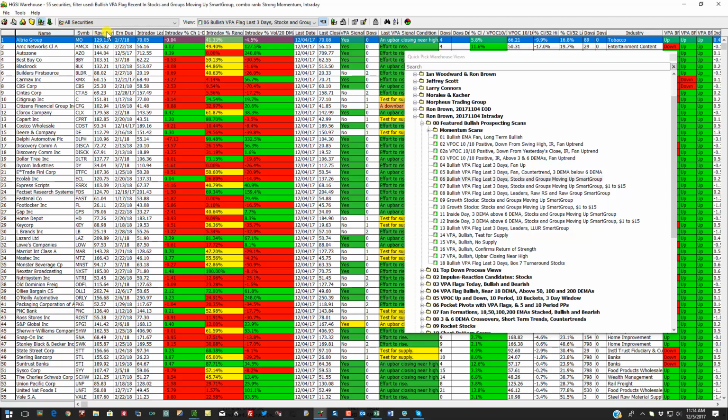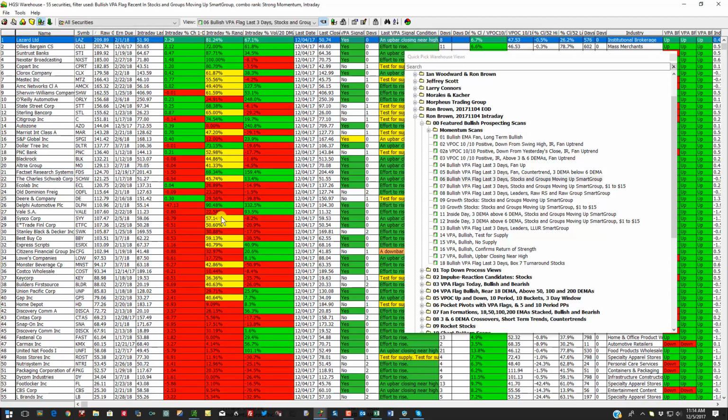And if I sort on the raw combo, I can see how many stocks are in this group, and there are 100 in each of these groups, and they have to have had a bullish VPA flag in the last 3 days. And you can see that the majority of these stocks are not following through today. So there's no continuation. What does that tell me? It tells me that there is some rotation out of these stocks that were doing very well yesterday.